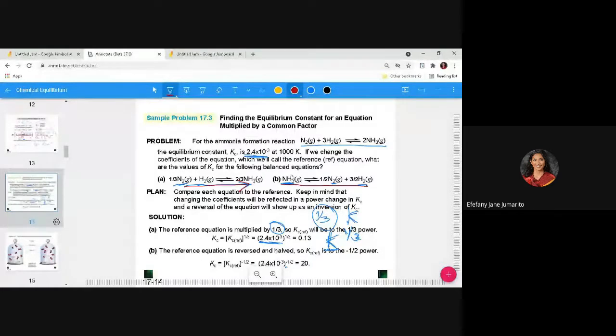However, class, this one, NH3, the product becomes a reactant here. So it means this is a reverse reaction. When it is a reverse reaction, it is negative. Negative, class. So that's why we use negative 1/2. That's why our exponent here is negative 1/2. Follow? Copy, ma'am. Basta reverse, it is negative. Oh, yes, it becomes negative.